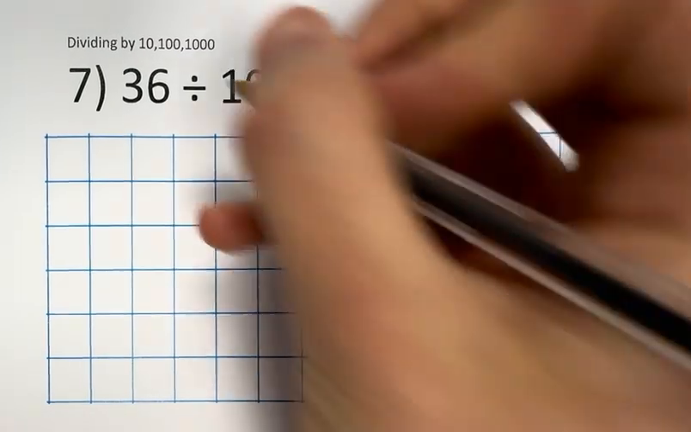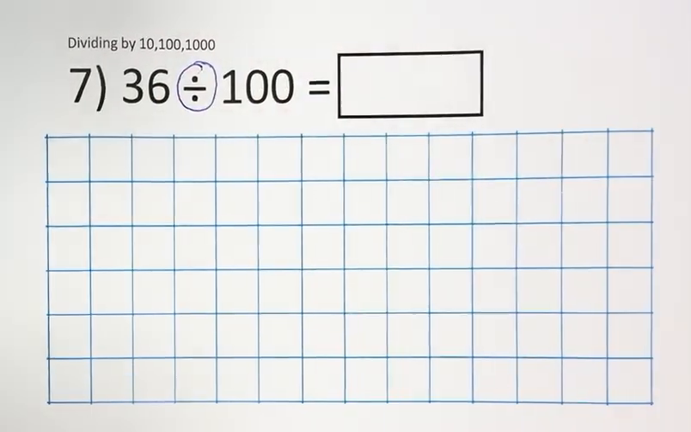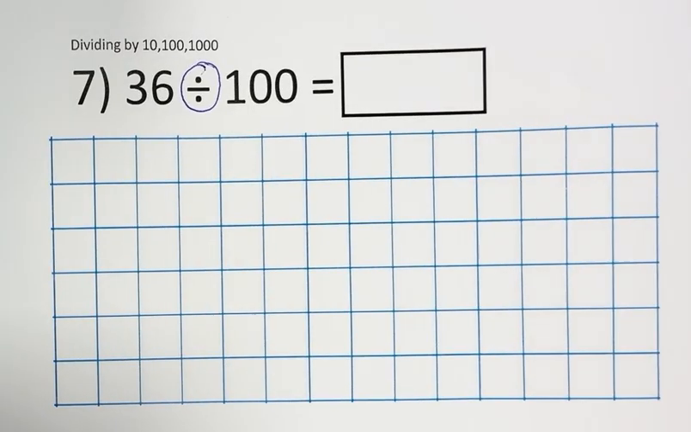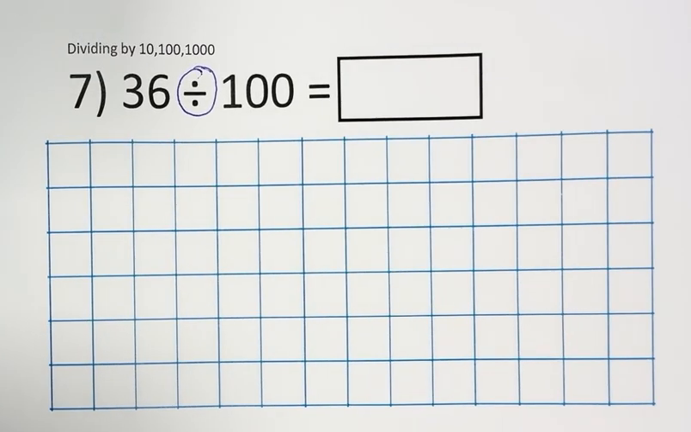The first thing we are going to do is circle our operation, telling us this is division. However, we are dividing by 100. Anytime we are dividing by 10, 100, 1,000, or any types of those numbers, we do not use the column method, as these are much simpler, and we can do these mentally. The same goes for multiplying by 10, 100, 1,000, and so on.